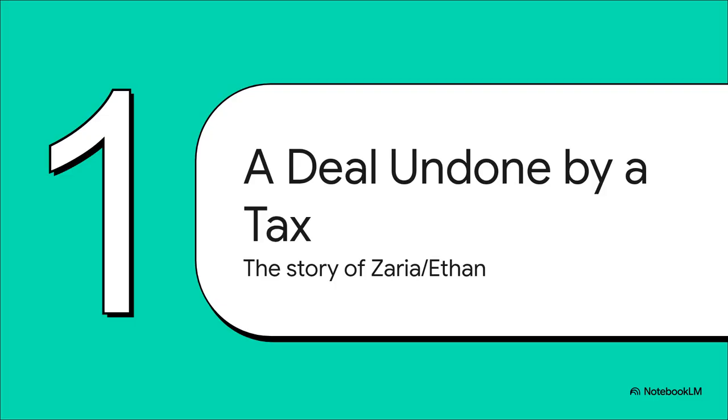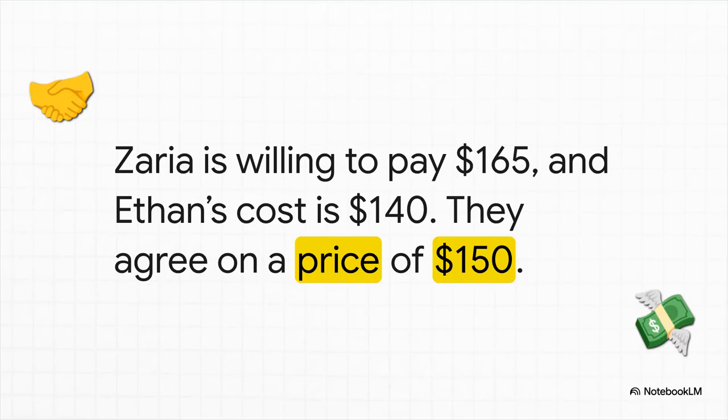Okay, first up, a deal undone by a tax. To get our heads around this, we don't need any fancy graphs yet. All we need is a super simple story about two people, Zarya and Ethan. Zarya is willing to pay up to $165 to get her laundry done. For Ethan, his cost to do the job is $140. They meet in the middle and agree on a price of $150.